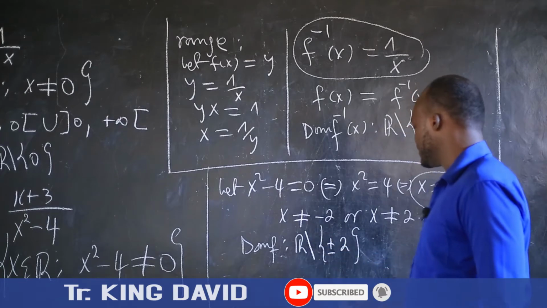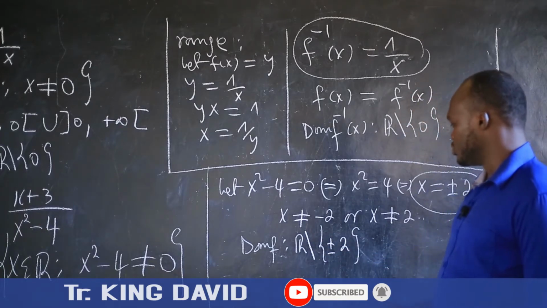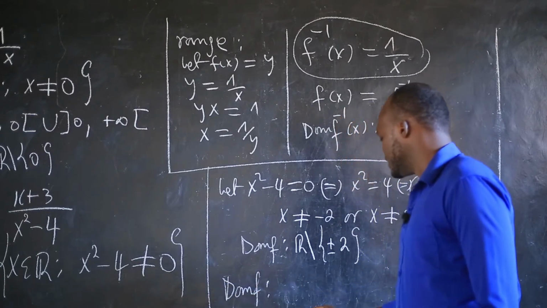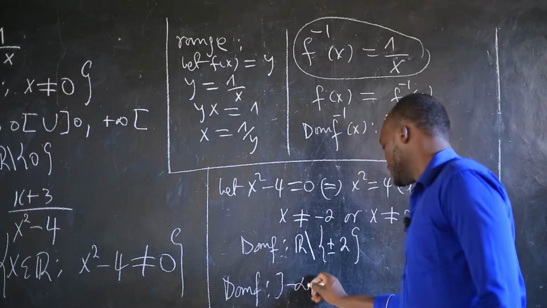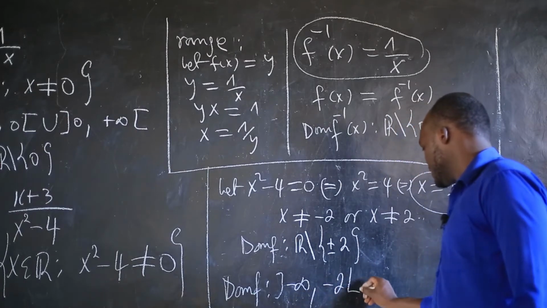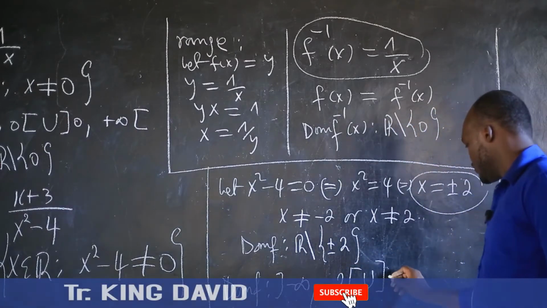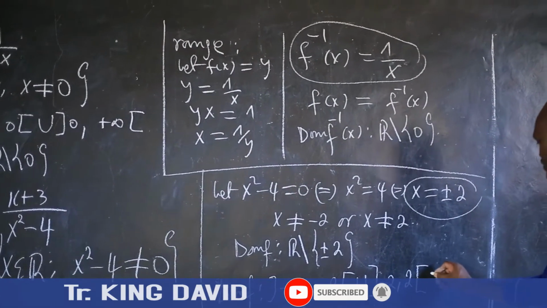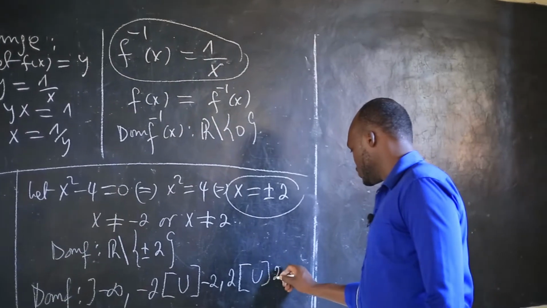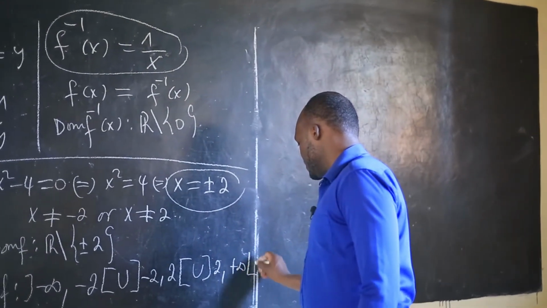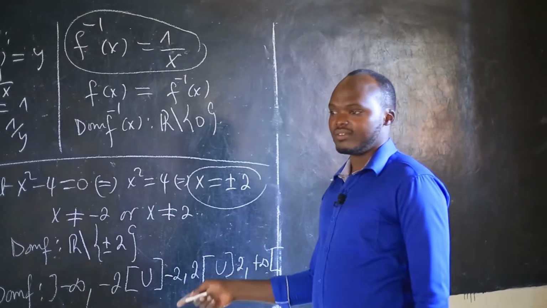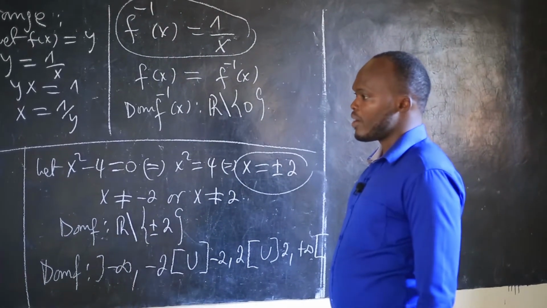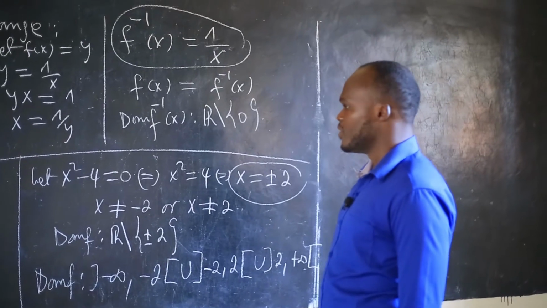A real number except negative 2 and 2, which is dom f, which is from negative infinity to negative 2 excluded, union, from negative 2 to 2 excluded, union, from 2 to positive infinity excluded. Always positive and negative infinity are excluded. So that's for where we have f of x, which is in the form of a fraction.